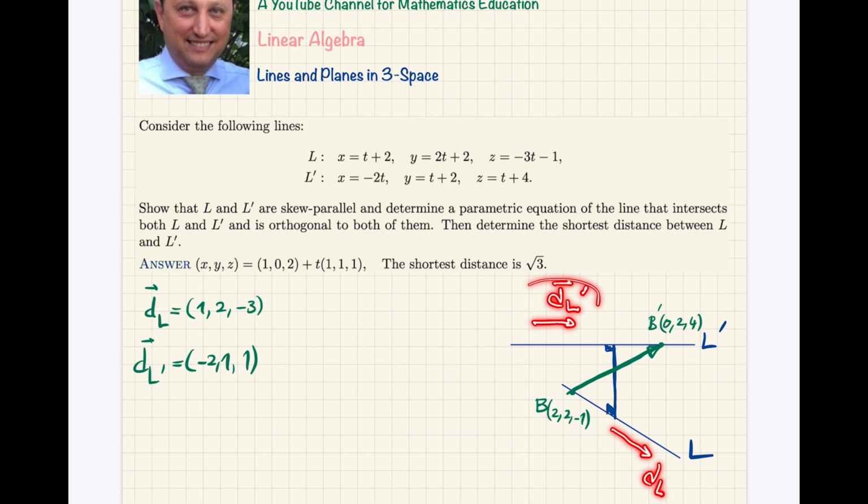So this is parallel to L prime. This is parallel to L. If I cross product these two vectors, it becomes a vector which is simultaneously perpendicular to DL and DL prime. So it means that it becomes parallel to this line that I want to find its length, because this line also is perpendicular to L and L prime simultaneously.